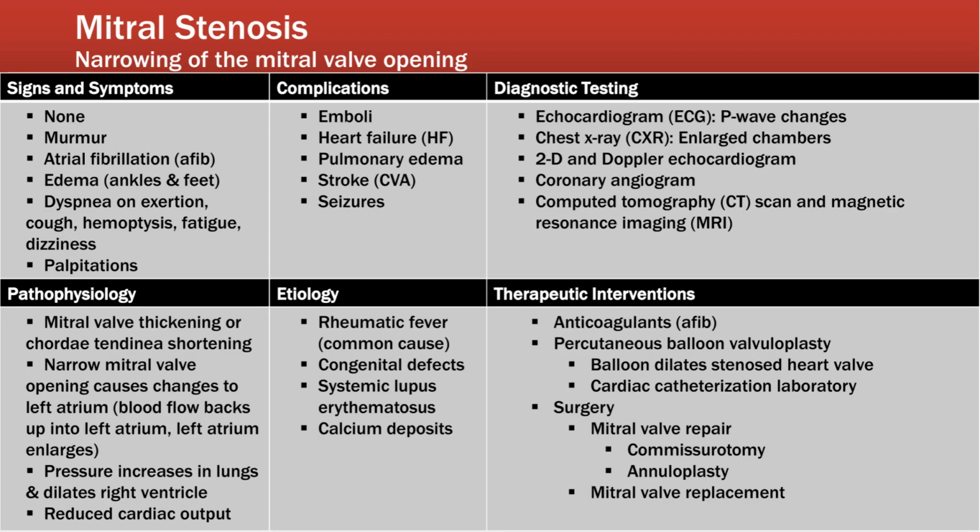Mitral stenosis is a narrowing of the mitral valve opening, usually caused by rheumatic fever. This narrowing obstructs blood flow from the left atrium to the left ventricle. As pressure builds in the left atrium, it backs up into the lungs, leading to pulmonary hypertension and right-sided heart failure. Patients often present with shortness of breath, fatigue, and sometimes a cough with blood-tinged sputum.